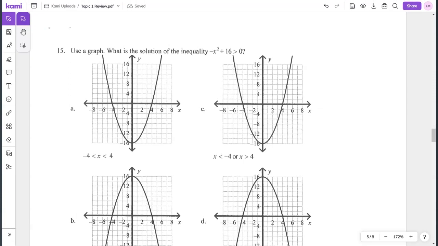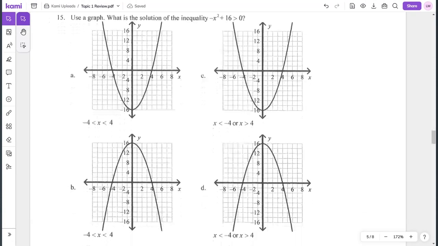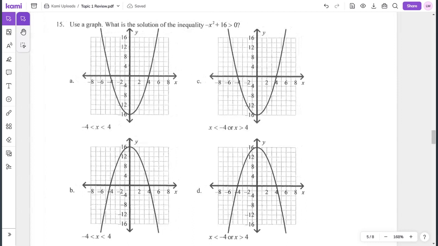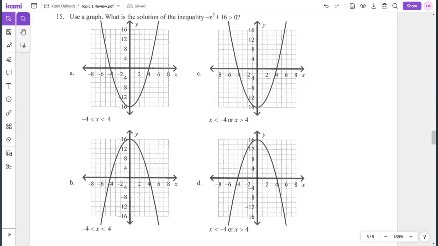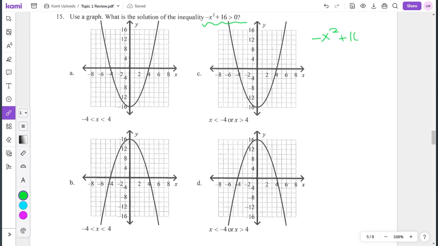Okay, we have this one. All right, so use the graph. What is the solution of the inequality? All right, so we are targeting this. So I just want to think about this for a second without looking at any pictures. -x squared plus 16 means I'm moving my graph, a U shape, up to 16, and it's flipped over the x-axis. So I'm going to flip this over the x-axis and then move it up 16. So that means it's going to be up here at 16 and look like this.